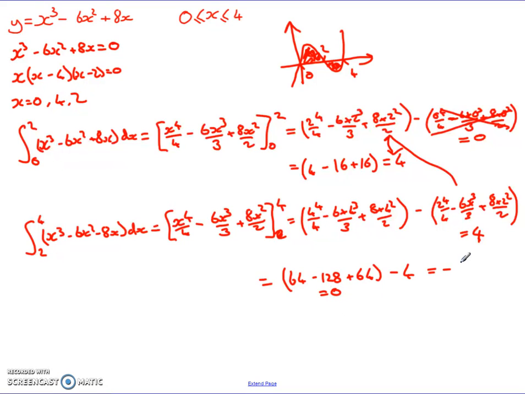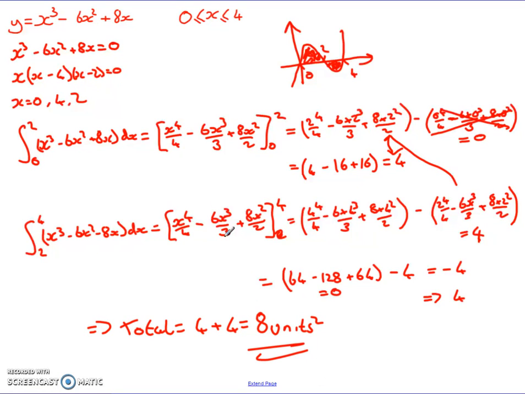So my area for this one becomes negative 4 units squared. But we have to remember, it's underneath the axis, it's going to give me a negative area. So to do the overall area, I ignore the negative, so I get 4. Then I could say that my total area is equal to the upper one, which is 4, plus the lower one, which is 4. So I get 8 square units.